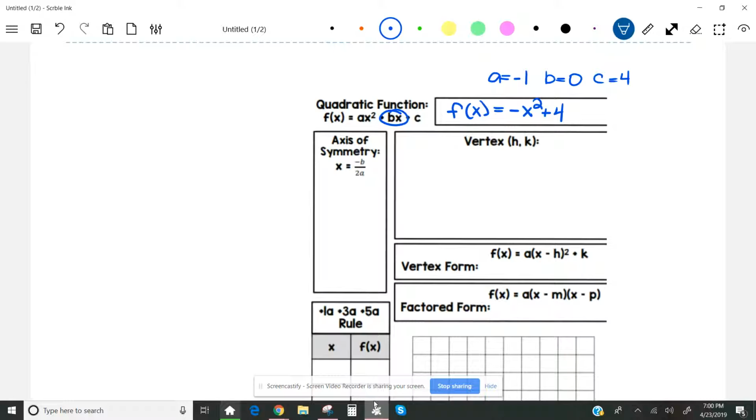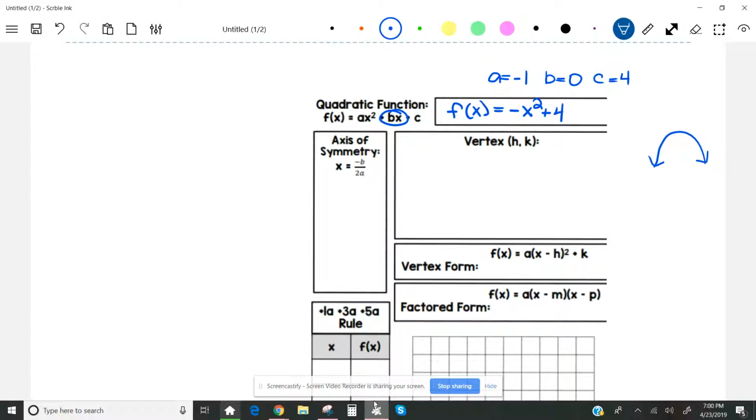Now, one thing we need to note, because a is negative, that means our parabola is going to open down. So it's going to look like a sad face. All the other ones, a was positive, so it was a happy face. But because a is negative, it is going to be a sad face.